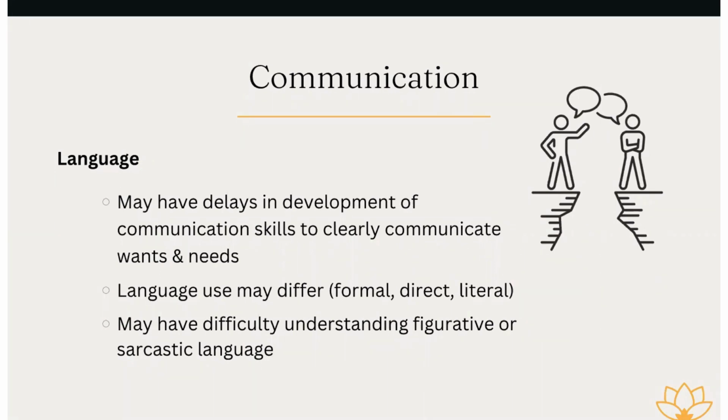Some individuals on the autism spectrum might be considered to have formal, direct, or literal communication styles. So they might have a hard time understanding figurative or sarcastic language. They might be very direct in their communication, and individuals who are not familiar with the communication styles of individuals who are neurodivergent might consider it to be rude, when in reality, they might just be very direct about how they are using their communication to communicate their wants and needs or their ideas with others.